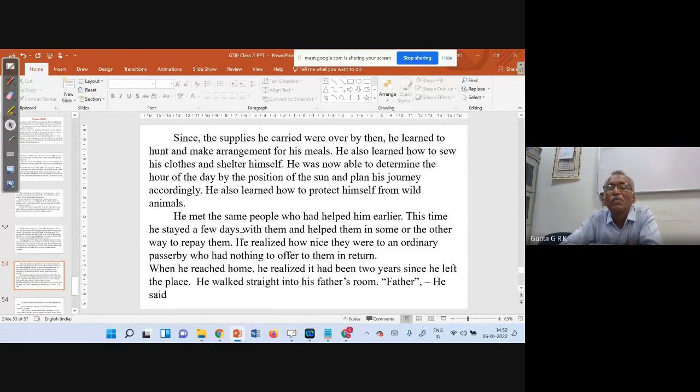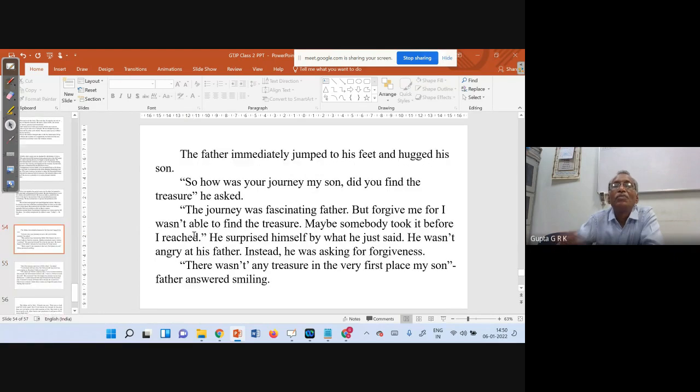When he reached home, he realized it had been 2 years since he left the place. He walked straight into his father's room, and said, "Father." The father immediately jumped to his feet and hugged his son. "So how was your journey, my son? Did you find the treasure?" he asked. "The journey was fascinating, father, but forgive me, for I wasn't able to find the treasure. Maybe someday, maybe somebody took it before I reached."